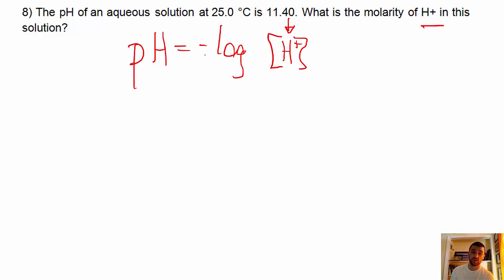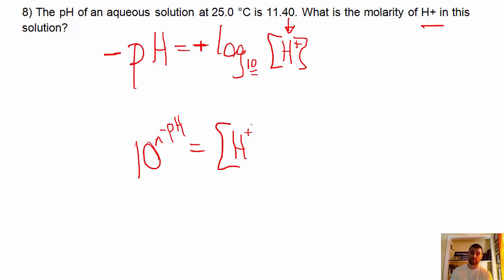First thing we've got to do is get rid of the negative sign and get it on the other side. So I did that. Now we've got positive log of H plus equals negative pH. Now with logs, unless written otherwise, you can safely assume it's base 10. So what we've got to do to get rid of this log is put the other side to 10 to the... So it's 10 to the whatever was there, negative pH, equals the concentration of H plus.